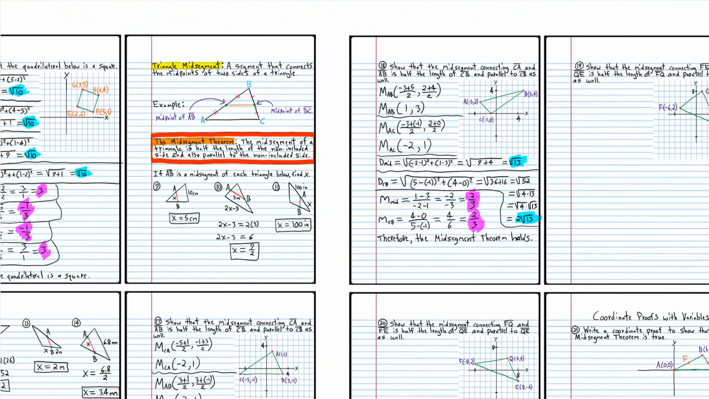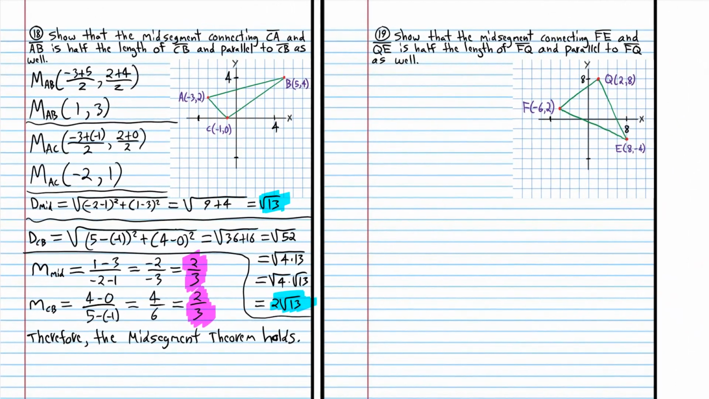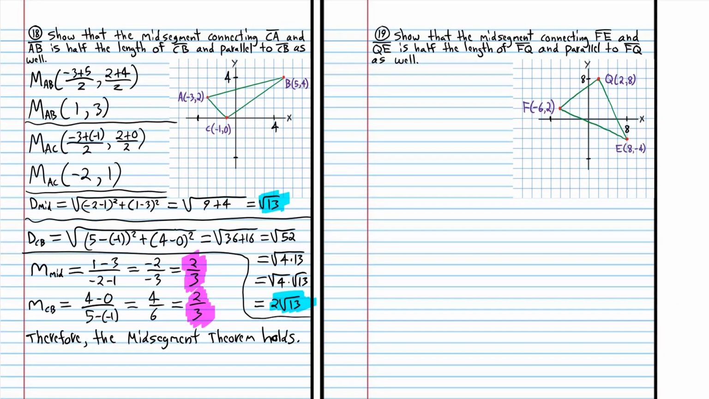All right, so now it's time for you to try. I'm going to leave number 18 in the window there. Again, all we're doing is just showing that the midsegment theorem is true for these particular cases using our distance formula, midpoint formula, and our knowledge of what the midsegment is of a triangle. So go ahead and try number 19, and when you come back, we'll do it together.